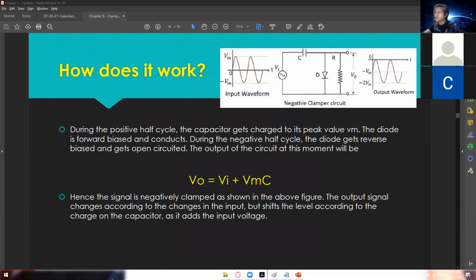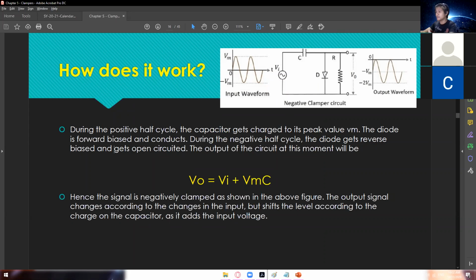Right, so let's go back to the negative clamper. Again, this is the circuit of the negative clamper. During the positive half cycle, the capacitor gets charged to its peak value, V sub M, or VMC, and the diode is forward biased and conducts. During the negative half cycle, the diode gets reverse biased and open circuited. So the output of the circuit at this moment will be V sub O equals V sub I plus VMC. I won't go through the step-by-step process of this negative clamper anymore because it's just the same as the process of the positive clamper.